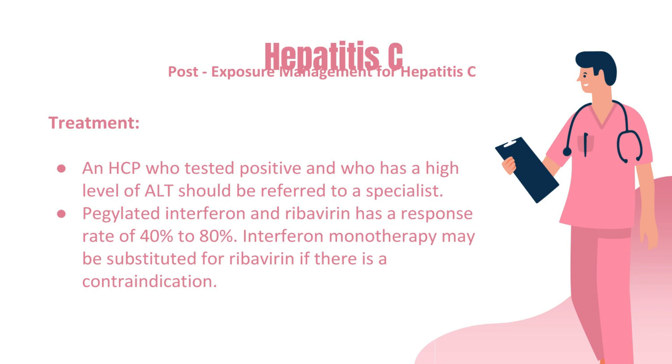For the treatment, an HCP who tested positive and who has a high level of ALT should be referred to a specialist. Pegylated interferon and ribavirin has a response rate of 40 to 80%. Interferon monotherapy may be substituted for ribavirin if there is a contraindication.